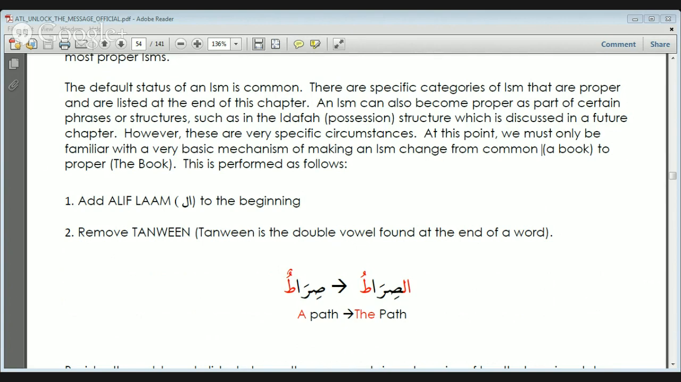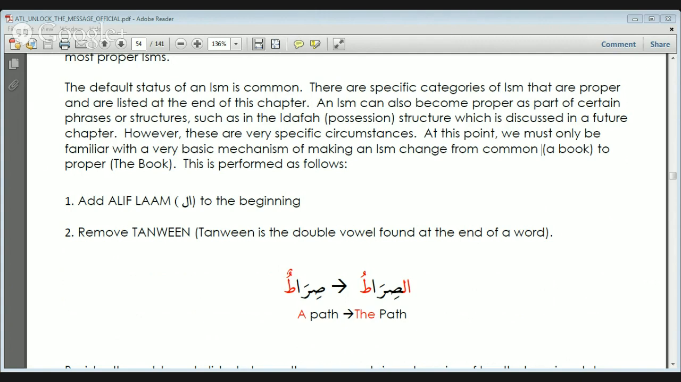A proper name. Nihal. Ahmad. Category number 3, pronouns.